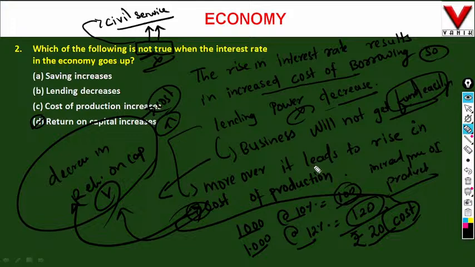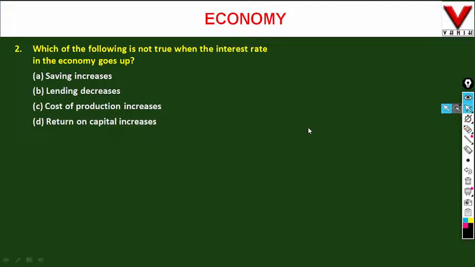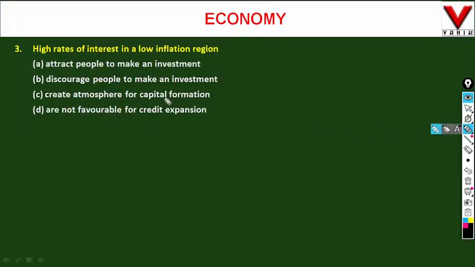Okay. Next question. The higher rate of interest in a low inflation region will do what? Attract people to make investment, discourage people to make an investment, create atmosphere for capital formation, or are not favorable for credit expansion. What will be the exact answer?